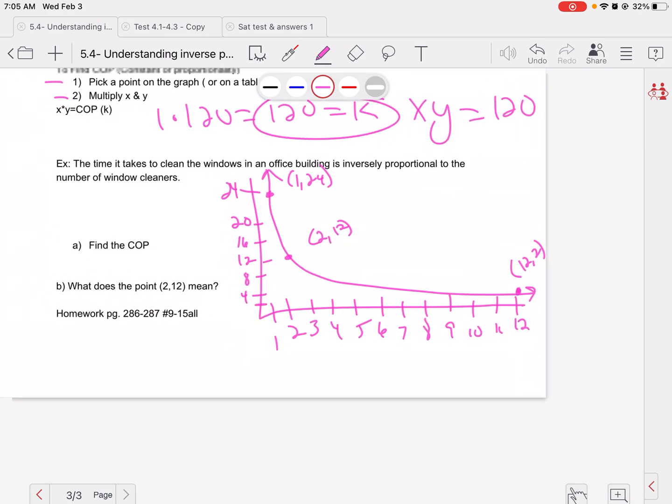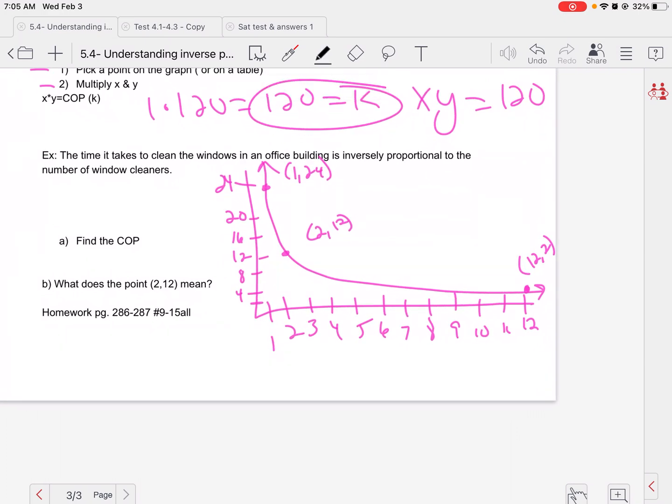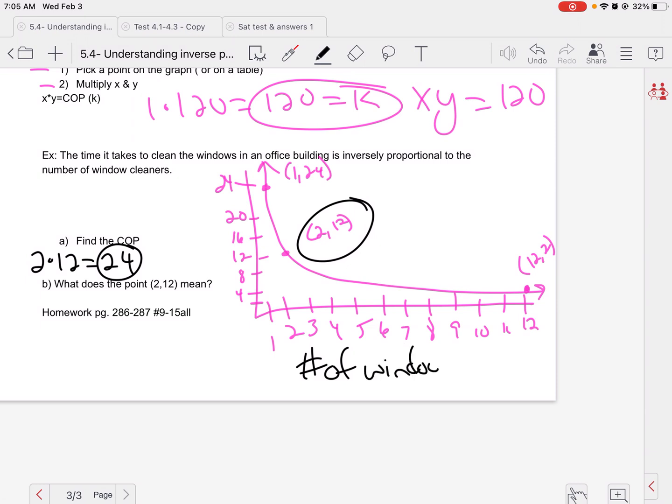All right, so part A says find the COP. Again, for the COP, we just pick a point. I'll pick the point (2, 12), and we do 2 times 12 equals 24. And then what does the point (12, 2) mean? Well, this is the number of window cleaners. Sorry, I didn't label this earlier, and this is the number of hours. So the COP means that one person can clean the windows in 24 hours, right?